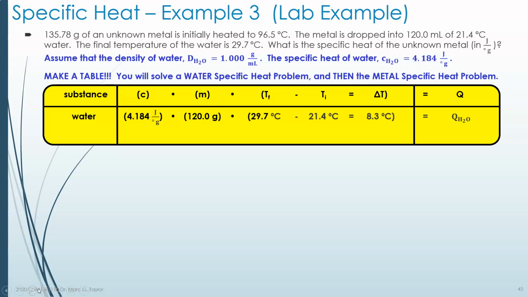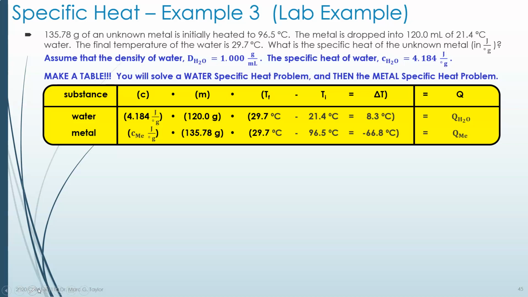However, we don't know how much heat the water absorbed. Well, it's easy to calculate from this. We can just multiply this through and figure out that heat. Now we have the second equation for the metal. We don't know the specific heat of the metal. We do know its mass. We do know its initial temperature, 96.5. But look what we picked for the final temperature. The same final temperature as water.